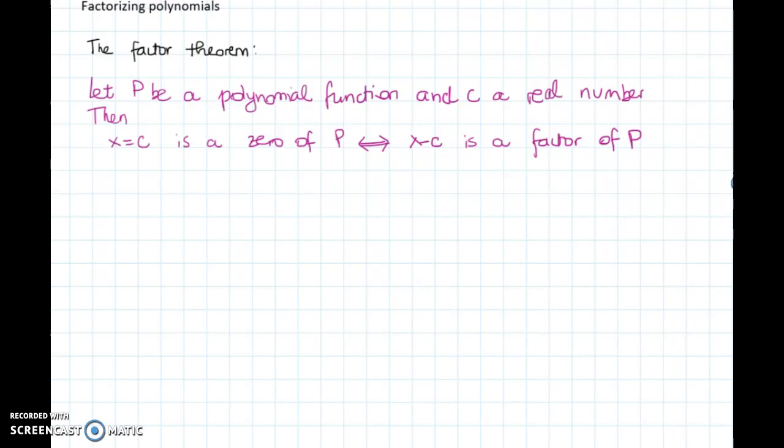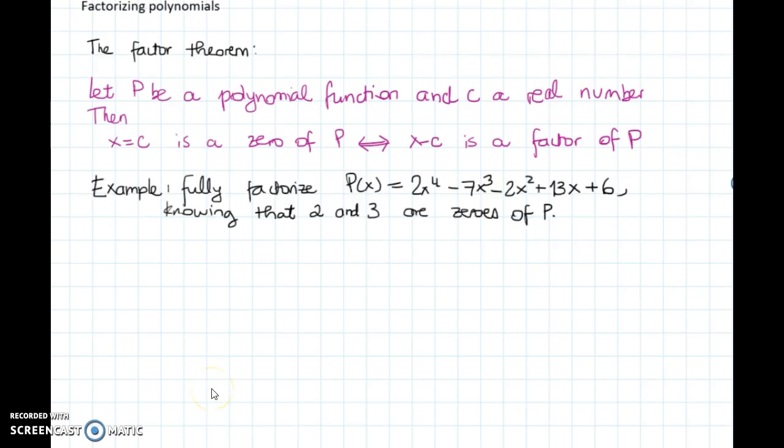We are going to also keep in mind the fundamental theorem of algebra that says that in the real numbers, if we have a polynomial with degree n, then we can have up to n zeros for it. In our first example, we want to fully factorize a polynomial function of degree 4, knowing that 2 and 3 are zeros of this function.